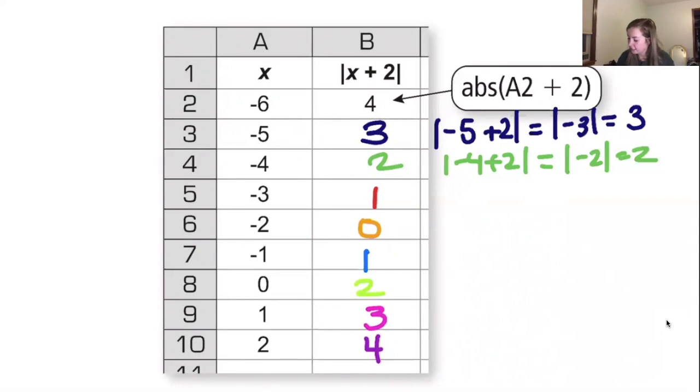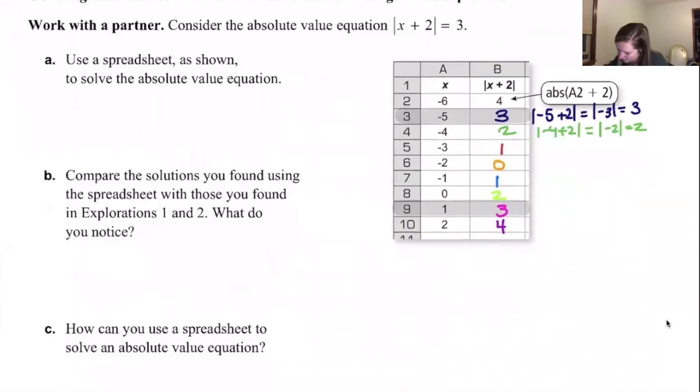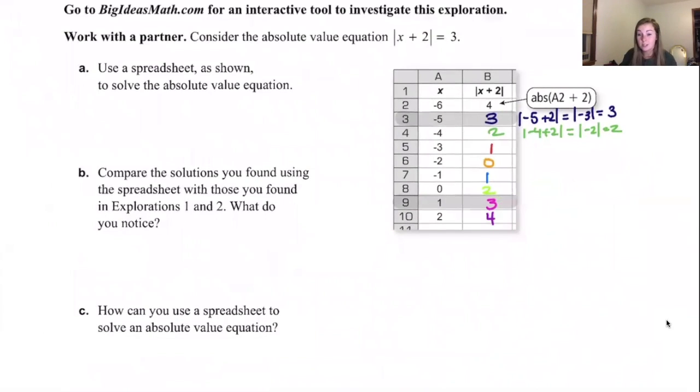So if you're just joining us back, you can automatically tell that we still got our same answers that we did before for our x value to get 3. Yeah, x = -5 and x = 1. And so using the spreadsheet just kind of helps lay things out and can help you see the movement of our numbers based off of our equation.